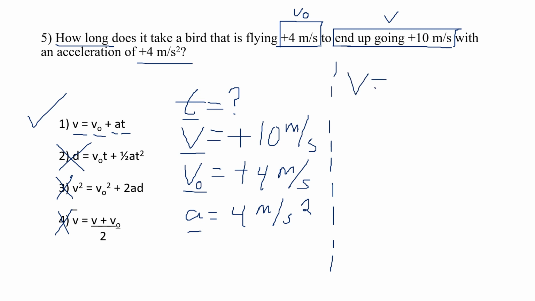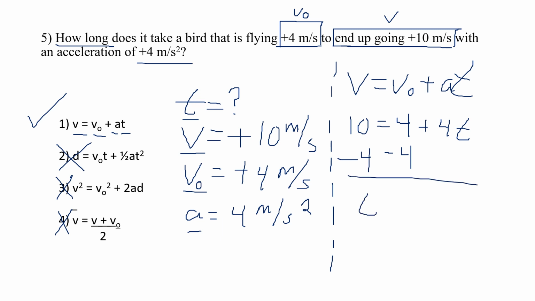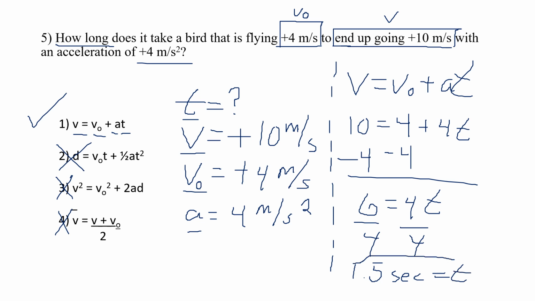Okay, v equals v naught plus a t. 10 equals 4 plus 4 t. Minus 4, minus 4, 6 equals 4 t. 1.5 is the time. Nice.